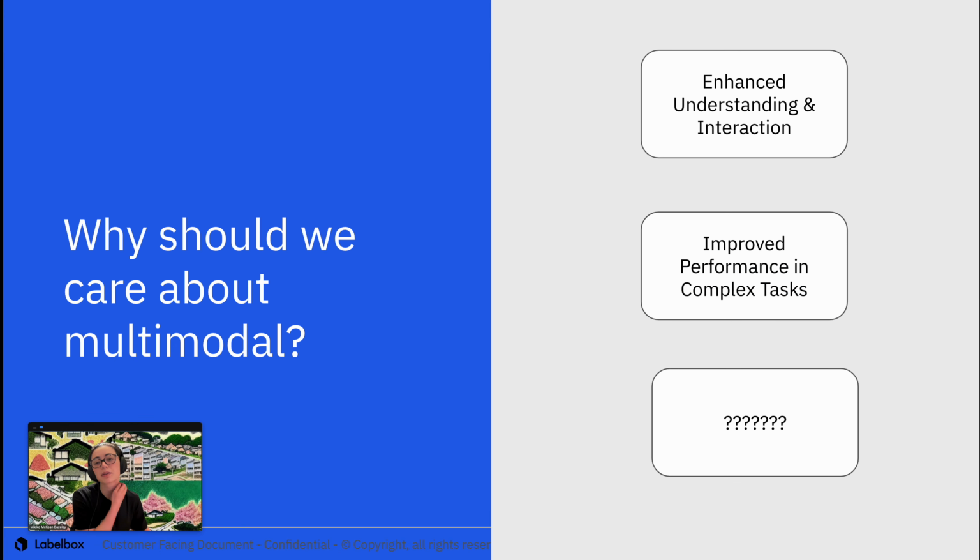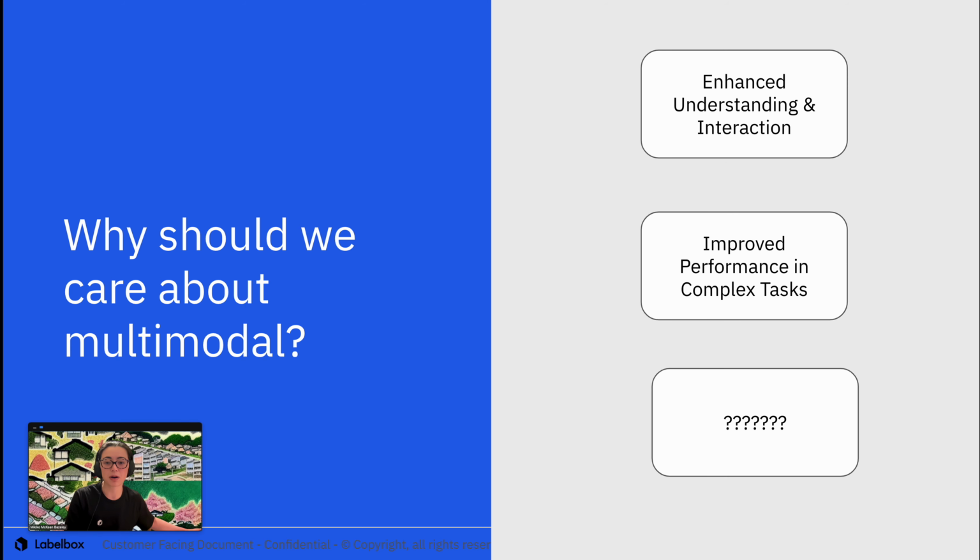So what do we mean by enhanced understanding and interaction? What we mean is comprehensive perception. Multimodal models can process and integrate all the types of information that we would normally incorporate to understand and interact with the world in a more holistic manner. We want to mimic human perception as much as possible, where we use sight, sound, and all these other senses to navigate our environment.